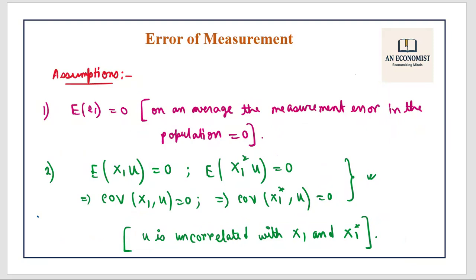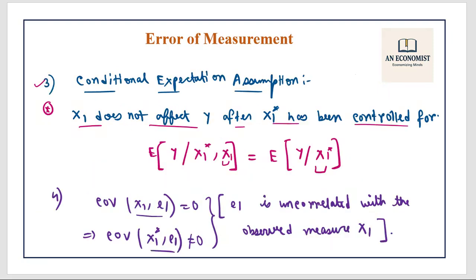If you have this, in order to derive all the consequences, you need certain assumptions. Expected value of the measurement error is always zero. Then for the true model, since the true model follows all the CLRM assumptions, it will have exogenous explanatory variables. No endogeneity problem will arise. So U is uncorrelated both with X1 and with X1 star. Both the original explanatory variable and the proxy variable, U is uncorrelated with both of them. This is the second assumption.